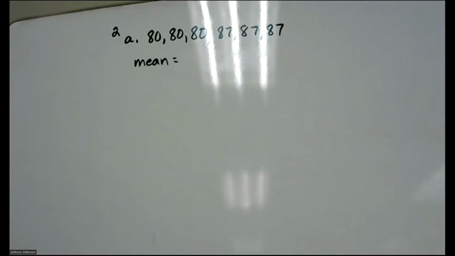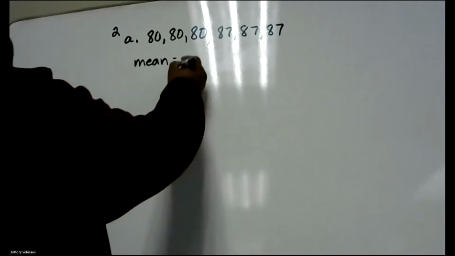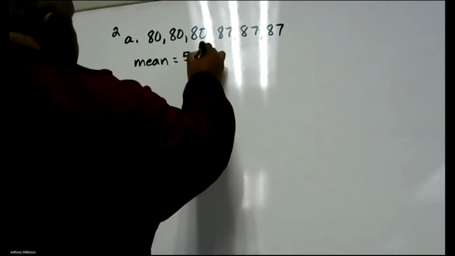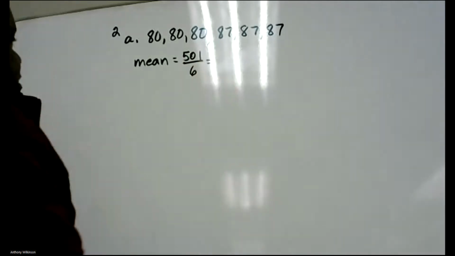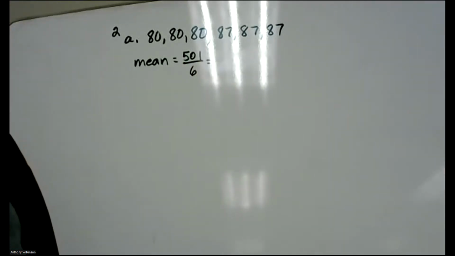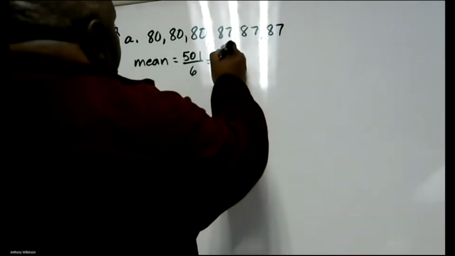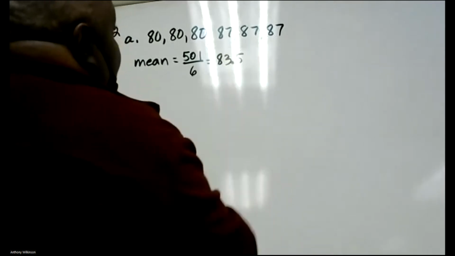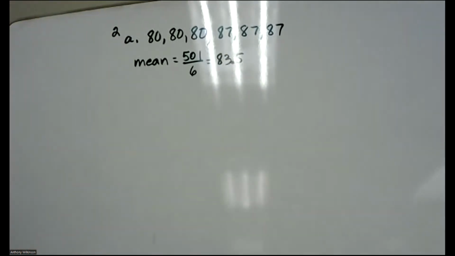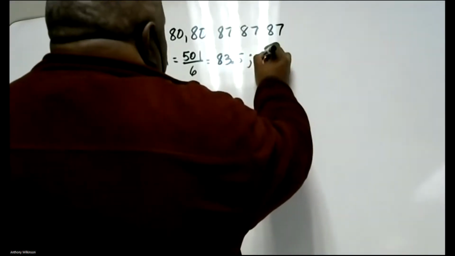So that means I have 80 plus 80 plus 80 plus 87, 87, 87. So the sum is 501 divided by 6. What did we get for a mean? 83.5. So the mean of that data set is 83.5. Now we need the median of this data set.